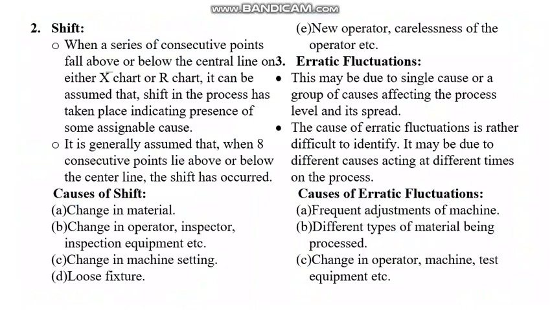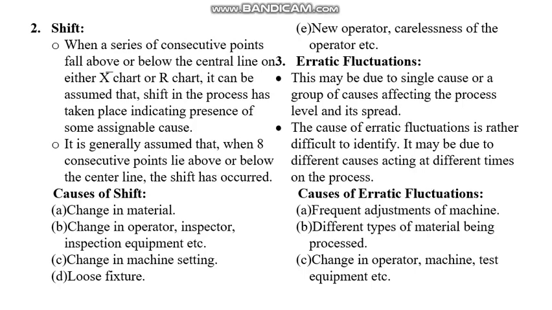What are the causes of shift? It can be a change in material, a change in operator or inspector or inspection equipment, etc. It can be a change in machine settings. It can be a loose fixture, if the fixture is not firmly fixed, or a new operator, or carelessness on the part of the operator. These may be the different causes why the shift is taking place.